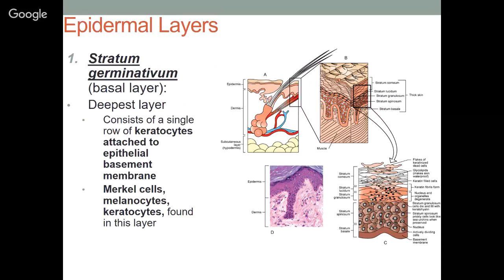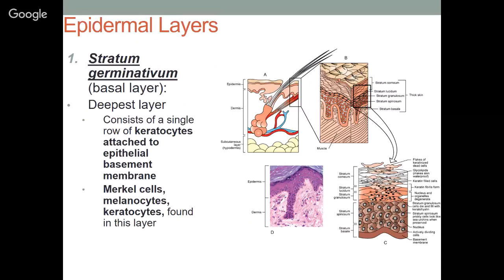Okay, so that is a single row of keratinocytes, or those cells that produce keratin, attached to that very bottom floor of the epidermis. There are also Merkel cells. Remember, Merkel cells are the sensory cells, melanocytes, and keratinocytes. They're all in that layer.